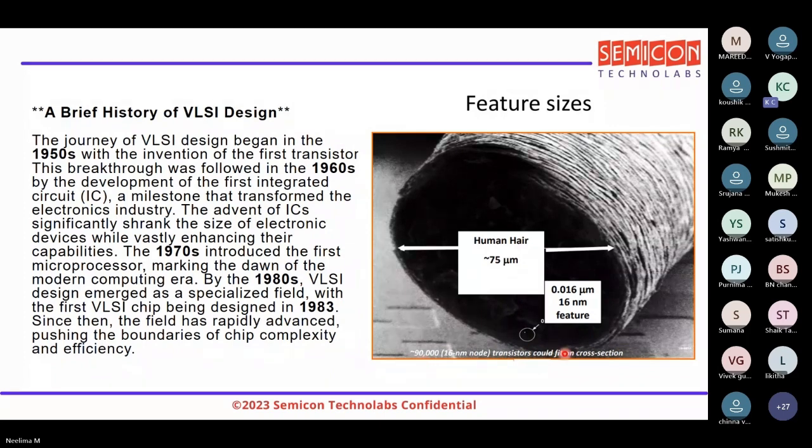Nowadays, we are talking about 1.8 nanometer, and then 3 nanometer, 2 nanometer. Now for 16 nanometer itself, we can fit in 90,000 transistors. This is how the VLSI industry is booming, and the chips are reducing into smaller and smaller size, adding more and more complexity.